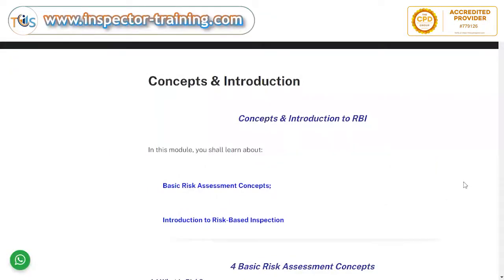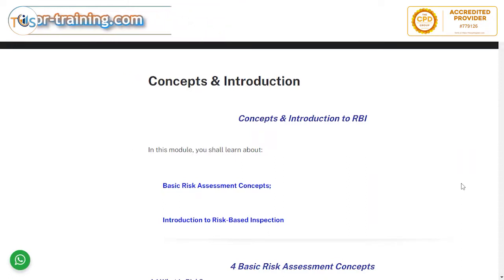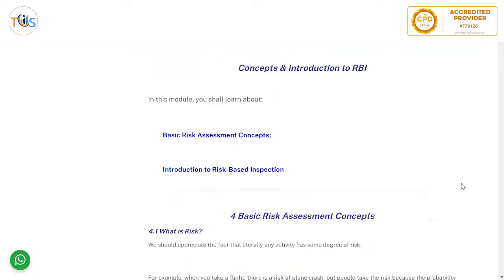Concepts and Introduction to RBI. In this module, we shall learn about basic risk assessment concepts and an introduction to risk-based inspection.